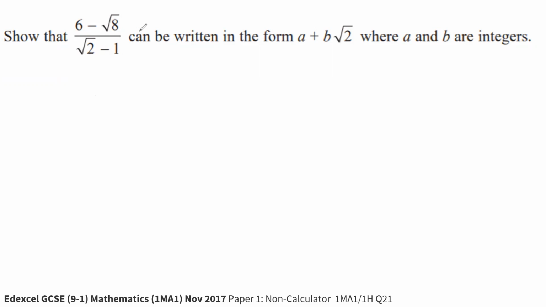So this is the question that we're going to be tackling today. You've got 6 minus root 8 all over root 2 minus 1, and it's asking you to show that this can be written in the form a plus b root 2, where a and b are integers. This is from a non-calculator paper, because if you had a calculator you could just work out the actual answer, so it would be a bit pointless. It is question 21 of 23, so definitely grade 9 skills involved in this question.